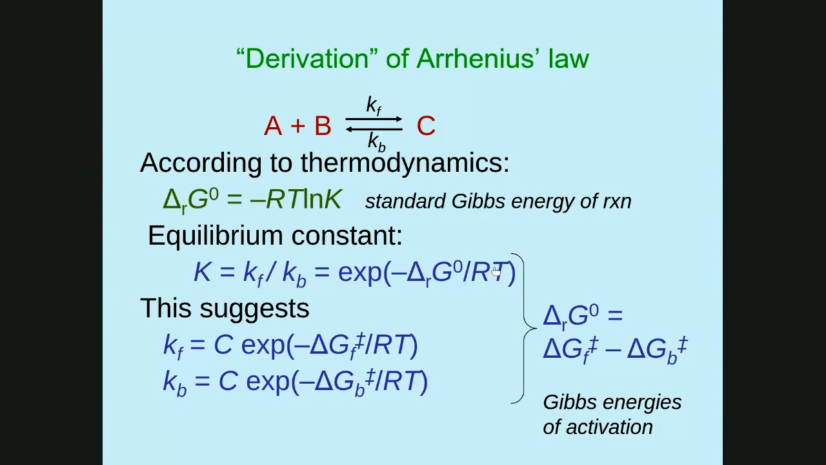And you end up with this, provided that delta G naught is equal to the difference between delta Gf and delta Gb. Dividing this by that means the exponential of minus delta Gf, minus minus is plus delta Gb. If you equate that to the delta G naught, you end up with this as the relation between delta G forward and delta G backward, and the standard Gibbs energy of that reaction. So that is just a reasonable hypothesis.